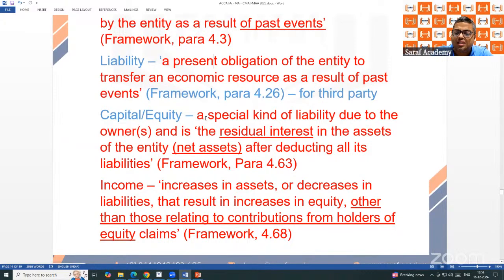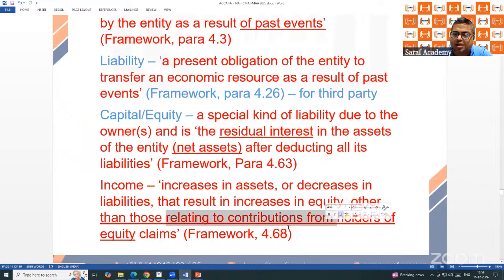Capital and equity is a special kind of liability due to the owner's residual interest in the assets. Assets minus liability equals capital after deducting all its liabilities. Income: increase in assets, decrease in liability, result in increase in equity.